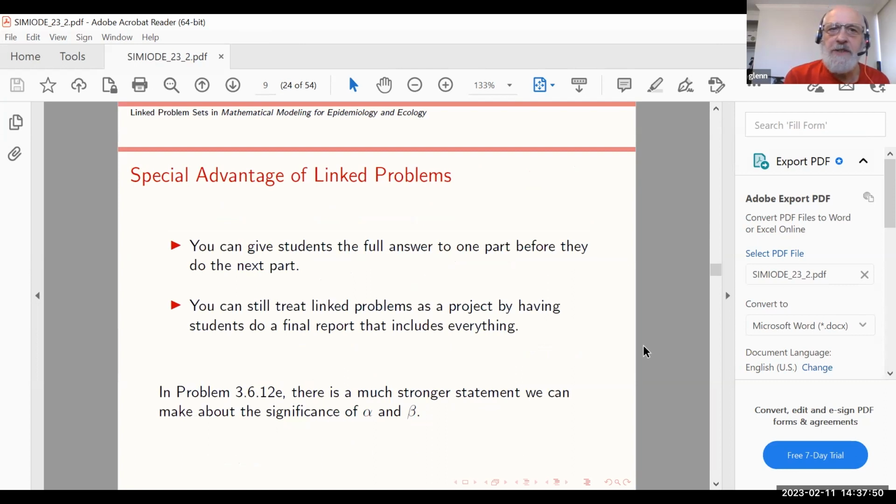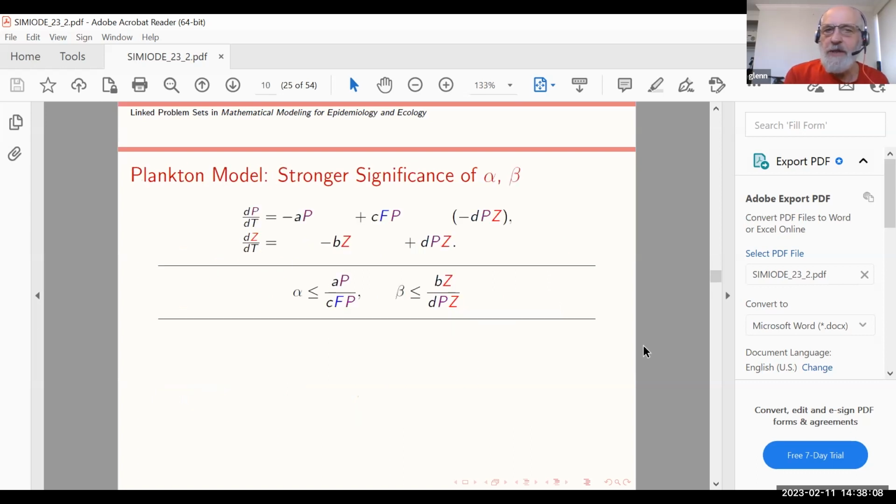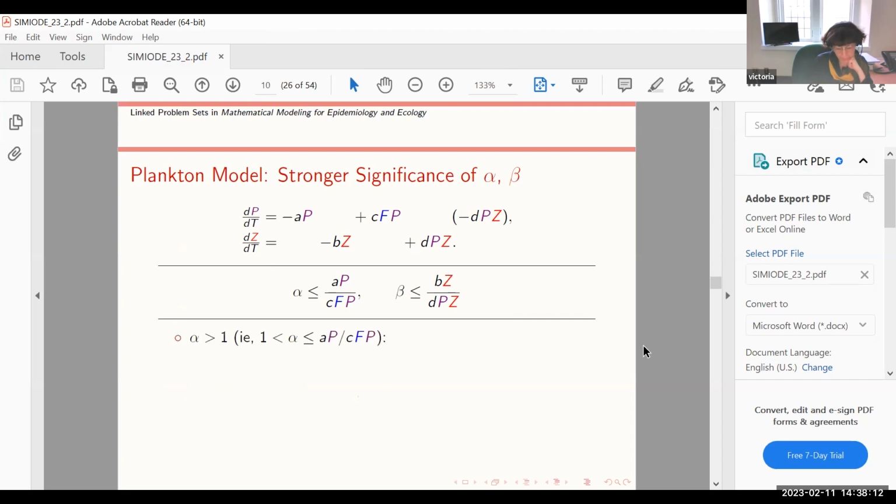So there are some special advantages of linked problems, and one of those is you can give students the full answer to one part before they do the next part, and still treat the linked problems as a project by having them do a final report. So in this last problem, there's a much stronger statement we can make about the significance of alpha and beta. So here's what we had before for alpha and beta, but notice what else we can do with this.